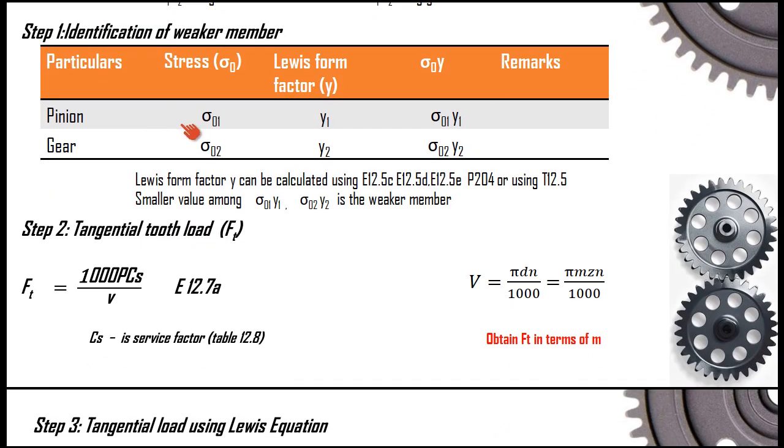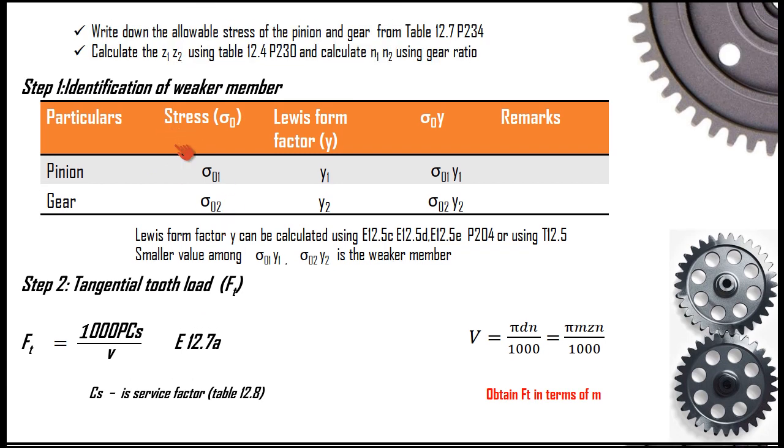So once we have the stress values of pinion and gear, the first step of the design is the identification of the weaker member. So how to identify the weaker member? Because we have a pinion and we have a gear, one among these two is weaker. To identify that, we can follow a table-like procedure. In this, we will list down the allowable stress values of the pinion and gear. Next we have to calculate the Lewis form factor Y1 and Y2. The Lewis form factor is obtained from equations 12.5c, d and e on page number 204.